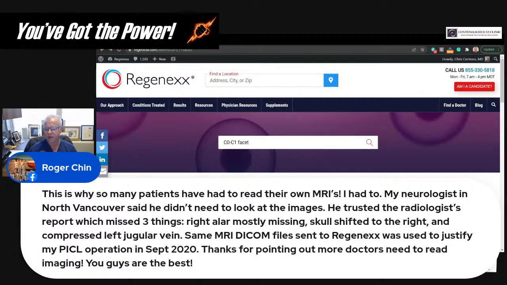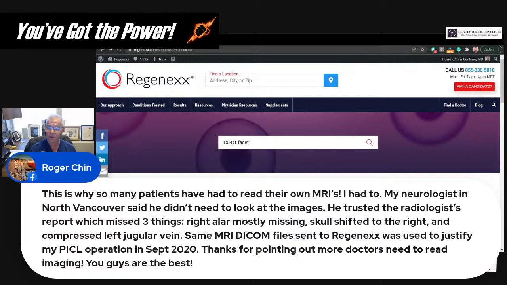Roger, this is why so many patients have had to read their own MRIs. I had to. My neurologist in North Vancouver said he didn't need to look at the images. He trusted the radiologist's report, which missed three things: right alar mostly missing, skull shifted to the right, and compressed left jugular vein. Since MRI DICOM files and Regenexx was used to justify my PSEL operation in September 2020. Thanks for pointing out where doctors need to read imaging. You guys are the best.